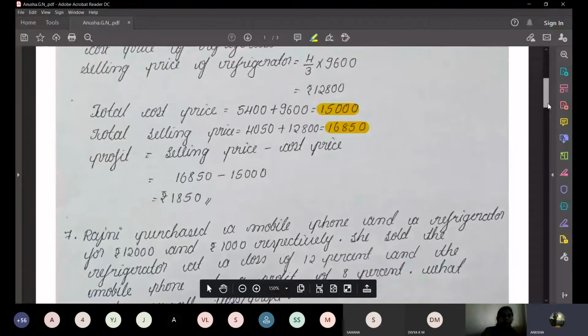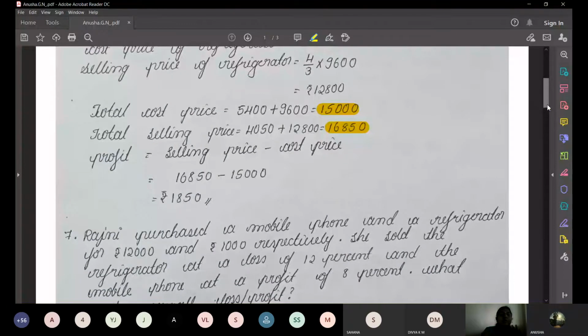Okay, so a very simple problem, no? He is going to buy the mobile for 5,400 rupees and the refrigerator for 9,600 rupees. On selling, how much will it be? So just come up a little. Just come up.